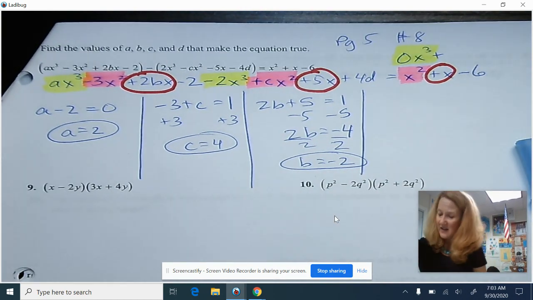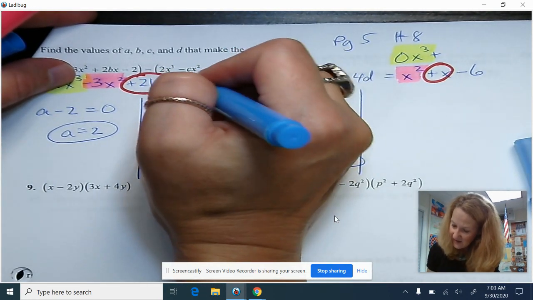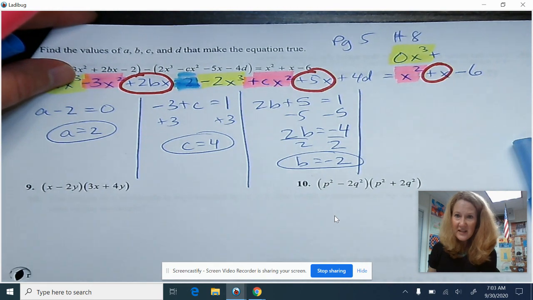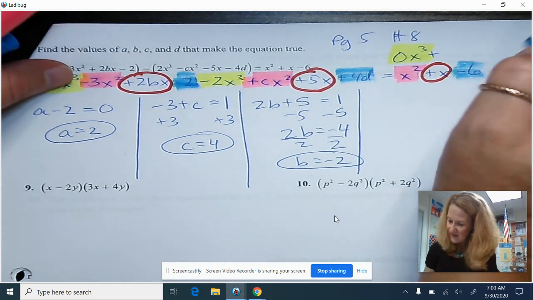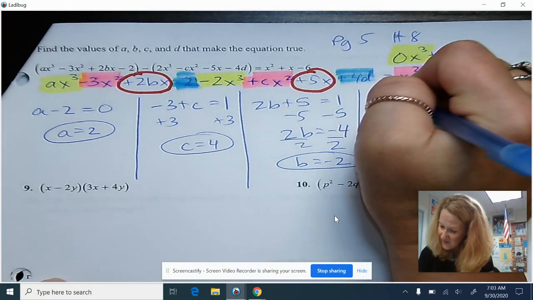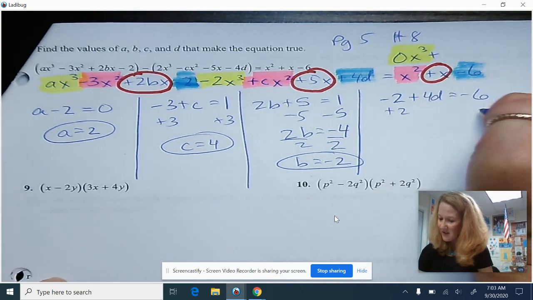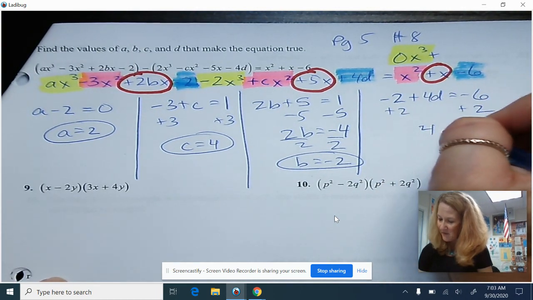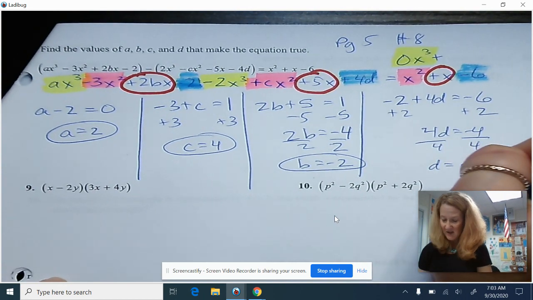And then last but not least, I think I have a blue. Here's my constant. I have the negative 2, might be a little hard to see, and then the positive 4d and the negative 6. Kind of messed it all up. You probably can't read it very well. So I have negative 2 plus 4d equals negative 6. And then I would solve, so add 2 and divide by 4, and the math comes out nice yet again, and d equals negative 1.